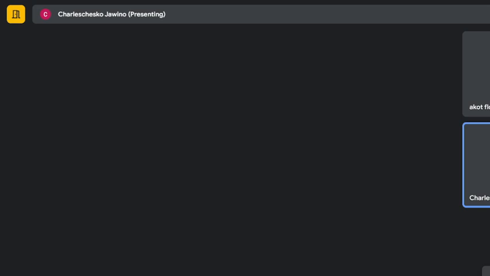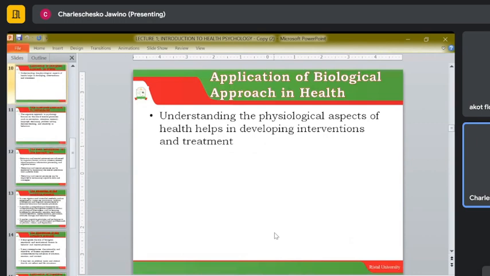Applications of this approach in health. It can be applied by understanding the physiological aspects of health, which helps in developing interventions and treatment. For example, we develop medications that target neurotransmitters. We develop medications that target chemical mediators, for example, adrenaline. We develop medications that target different enzymes, and all other cases. So that's an application of the biological approach.